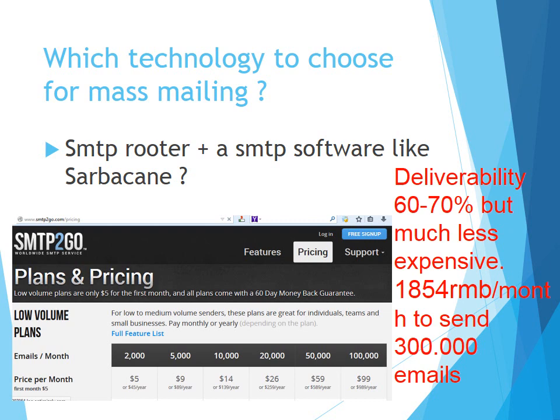So SMTP2Go, the good point is that it's quite cheap compared to the others. For 300,000 emails to send, for example, it's 4 times cheaper than MailChimp. It's 1,800 RMB per month, and with this, you can send 300,000. It's not super cheap, but it's already much cheaper, and it's one of the best prices on earth for emailing.